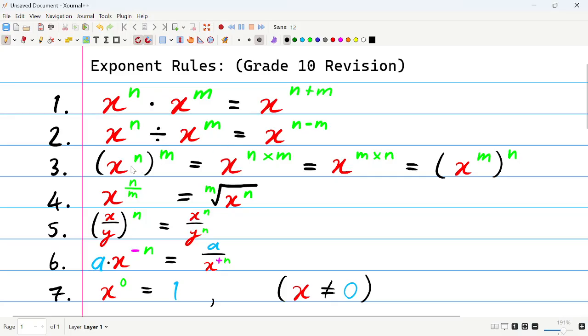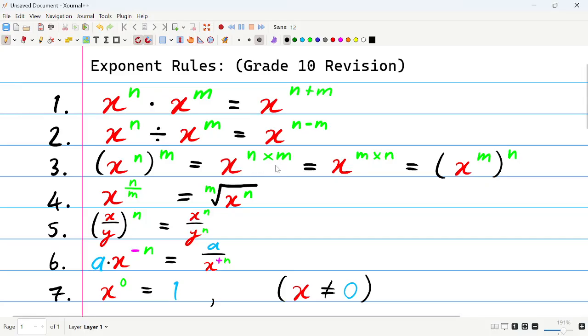Number 3, x to the power of n all raised to the power of m. So the parentheses over here are separating the m and the n, which we can write as x to the power of n times m. Look at the order that I have it over here. When you see the n first, you'll put it first here. When you see the m here, we'll put it second. That is what I would have said if it wasn't multiplication.